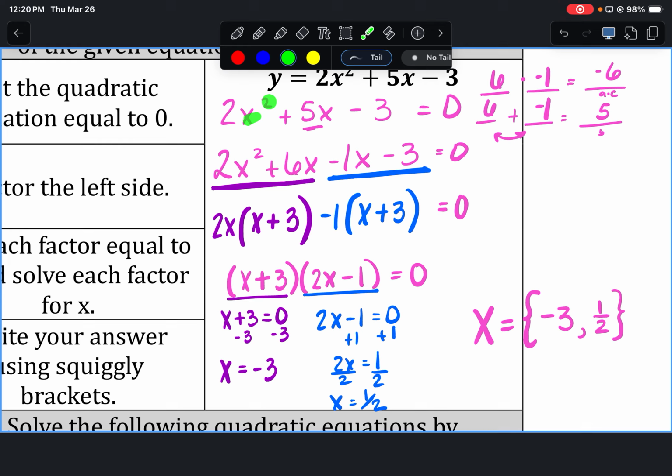Yes? Doesn't matter what order you put the 3 and 7 in? It goes from smallest to biggest. Yeah. All right. Let's look at number 4.